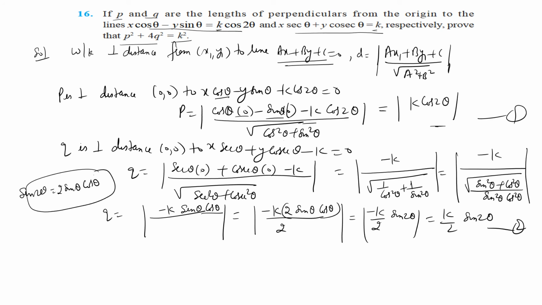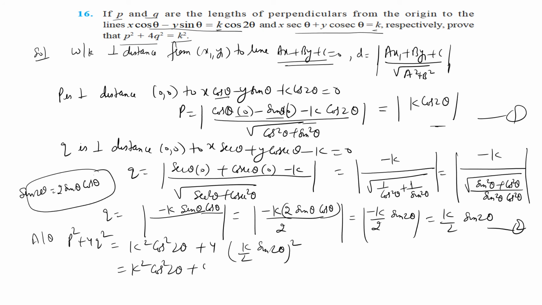So according to the question, P square plus 4Q square. So P square is k square cos square 2 theta plus 4 times Q square, which is k by 2 sin 2 theta whole square. So this is k square cos square 2 theta plus 4 by 4 k square sin square 2 theta. I can take k square common. So what do I get? I get cos square 2 theta plus sin square 2 theta, and the answer is k square, which is my desired result.